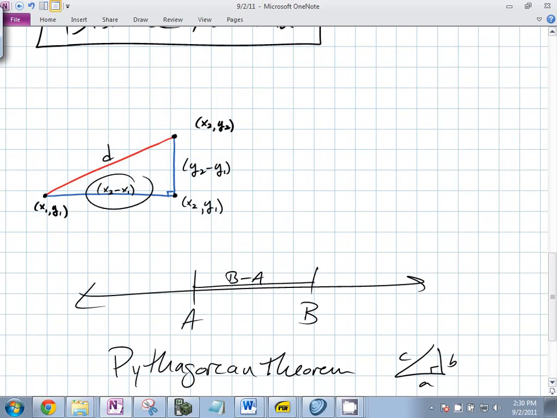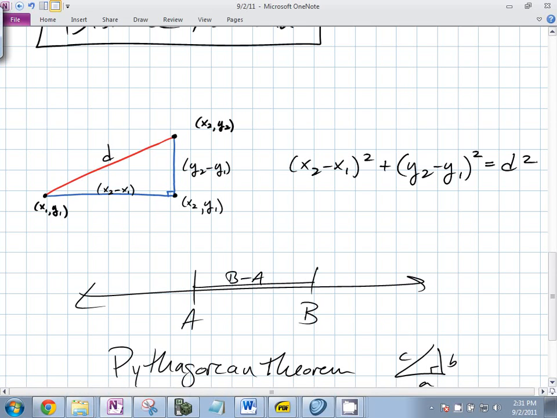What's the base here? Plus what? What's the height? y2 minus y1 squared equals what? D squared. So if we want to isolate D, if we want to get D all alone, it's squared right now, what do we do to both sides? If you want to get rid of a square, what do you do? Square root. We now know that the distance is equal to the square root of x2 minus x1 squared plus y2 minus y1 squared. What does that mean in concrete terms?